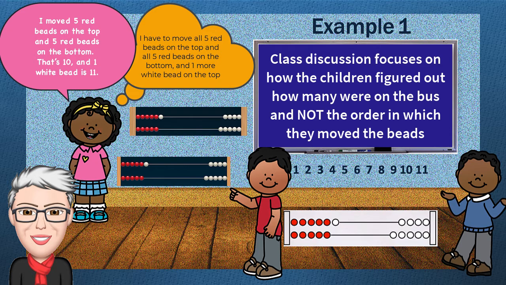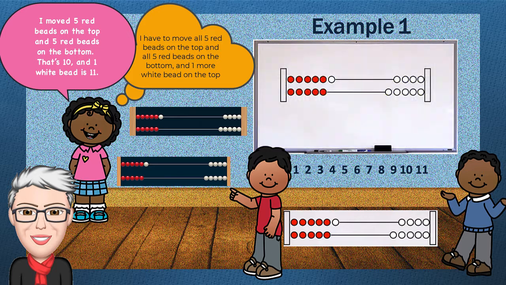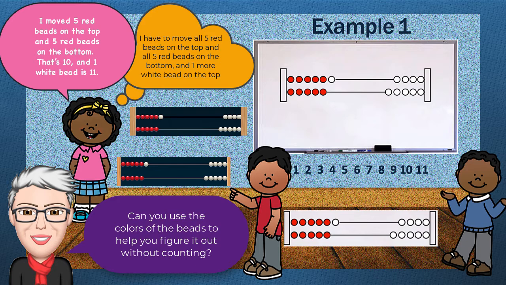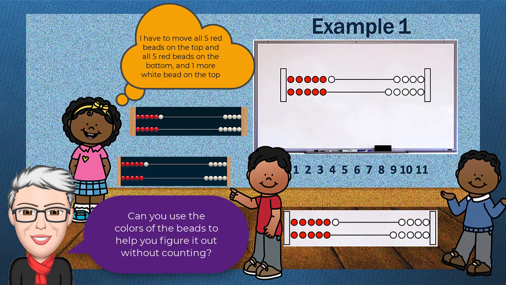When children explain that they figured out how many people are on the bus by counting by ones, it is useful for the teacher to ask, does anyone have a way to figure it out without counting? Or, can you use the colors of the beads to help you figure it out without counting? In this way, the teacher acknowledges that she is aware that some of the children still need to count, but that figuring it out without counting is more efficient and is a goal of this instructional sequence.